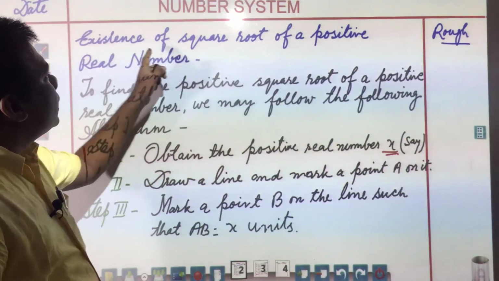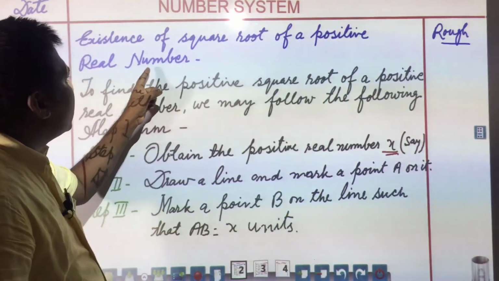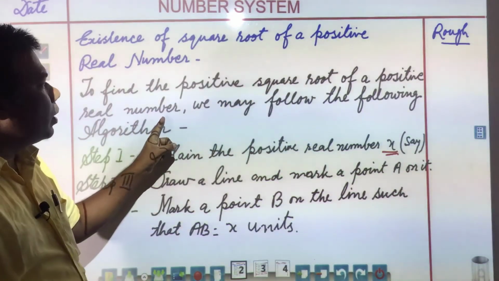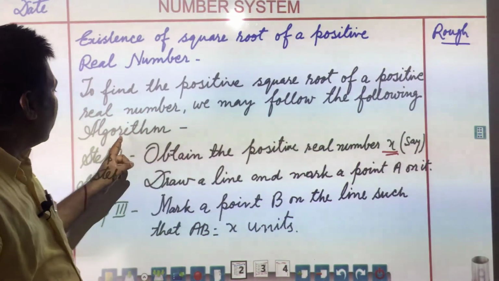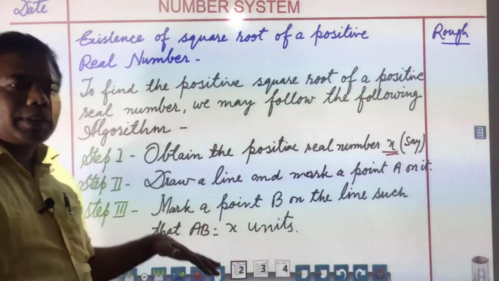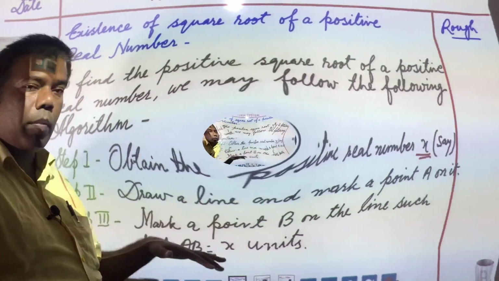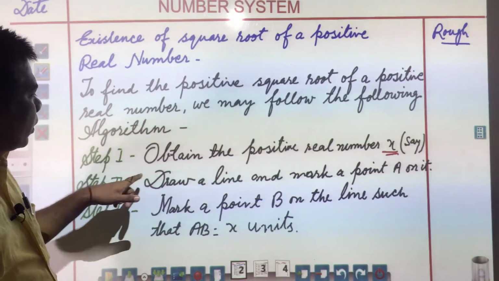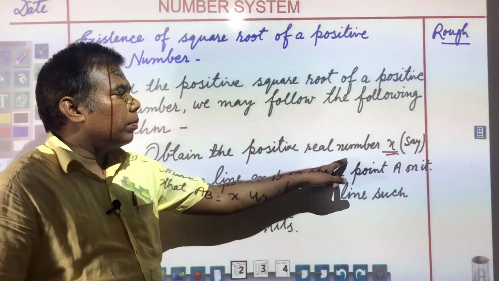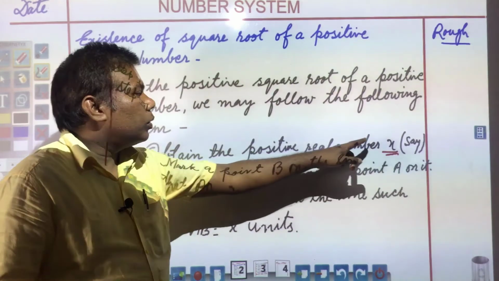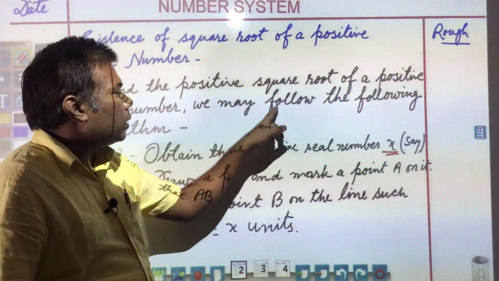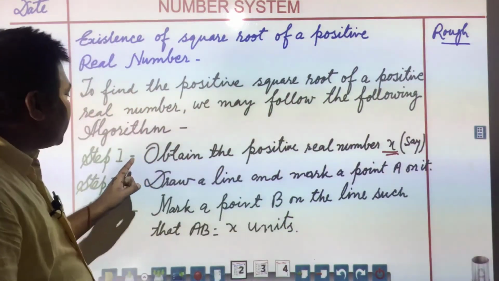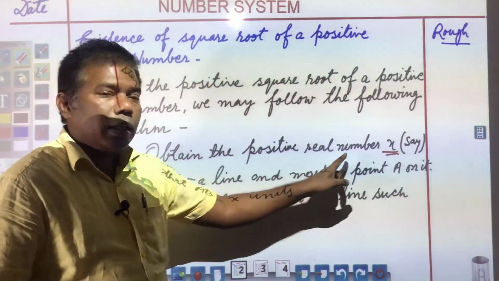Here you see the existence of the square root of a positive real number. To find the positive square root of a positive real number, we may follow the following algorithm. Some steps I have written; you need to write them down in your copy and you need to remember them also. So, first you see what the steps are. First step, you obtain the positive real number. Here we have taken x. Suppose you need to find root x or represent root x on the number line. So, first step, you obtain the positive real number.